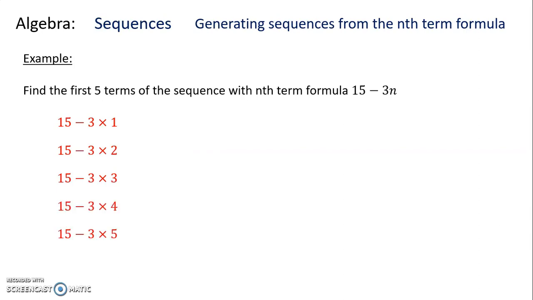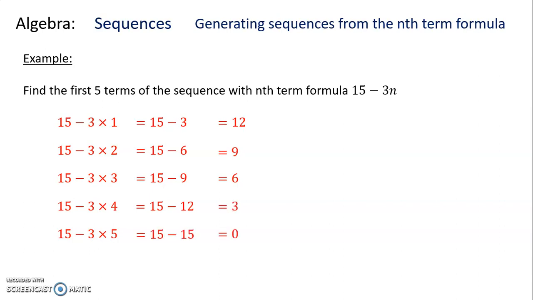Now I'm going to do this in stages. I'm going to work out the multiplication first. So 15 subtract 3, which is 12. 3 multiplied by 2 is 6, so 15 subtract 6 is 9. 15 subtract 9 is 6. 15 subtract 12 is 3. And 15 subtract 15 is 0.